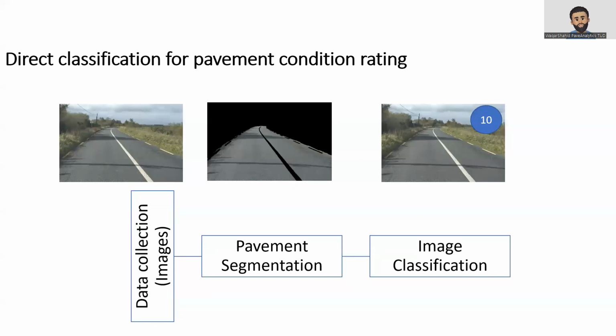So this is a broad flow of the algorithm. The image that we have captured, along with the GPS and the distance readings, are being given to the AI algorithm, which extracts the pavement in the image, and then this extracted pavement is given to the AI algorithm that we have developed to classify on a rating scale of 1 to 10.